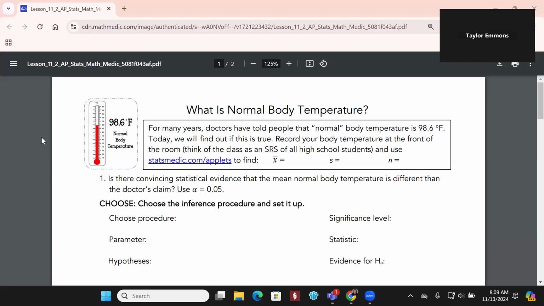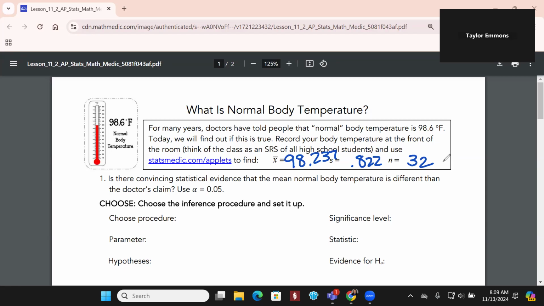So let's just say we have a sample mean of 98.237, the standard deviation is 0.822, and our sample is 32. Again, I would go around, take all your temperatures, add them up, divide by how many there are, and then find the standard deviation. How do we find the standard deviation? Use your calculator, because otherwise it takes forever.